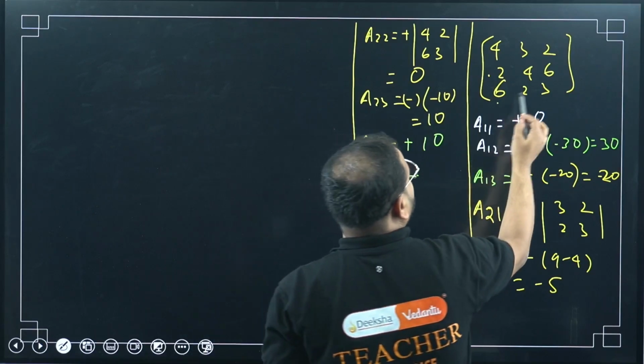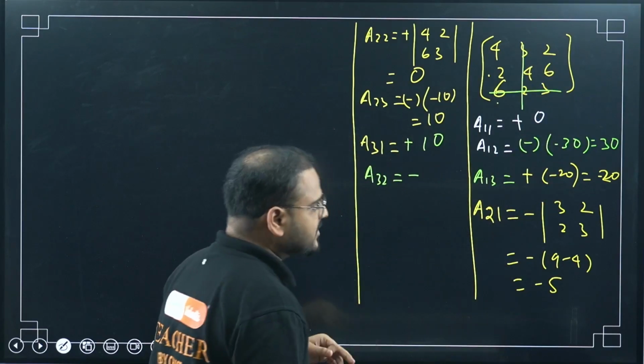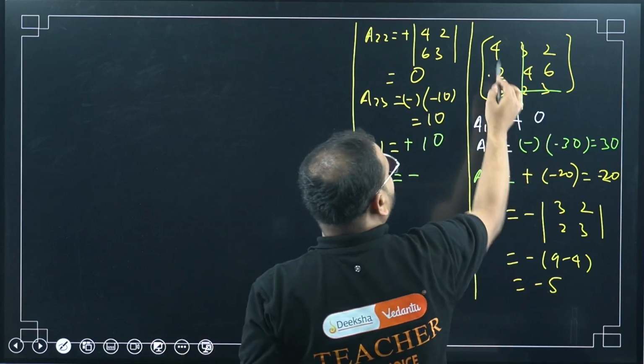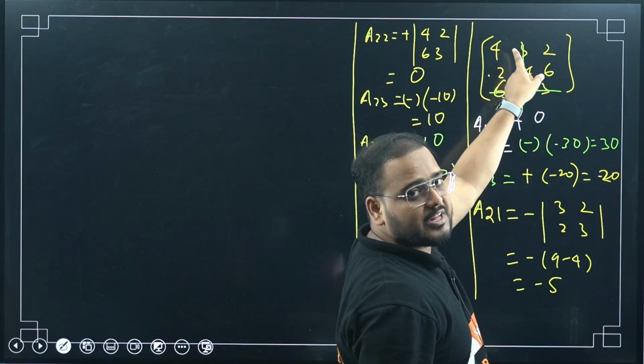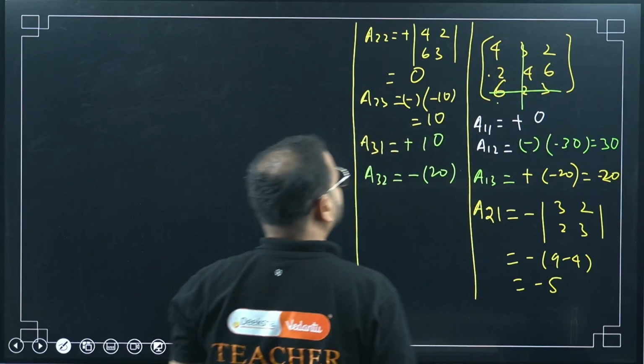Check here. What will I cancel? This and this, or not? Yes, 3, 2, this and this. So 24 minus 4. How much is that? 20. Please check. 6 times 4 is 24, minus 4, so 20. Okay, minus 20.